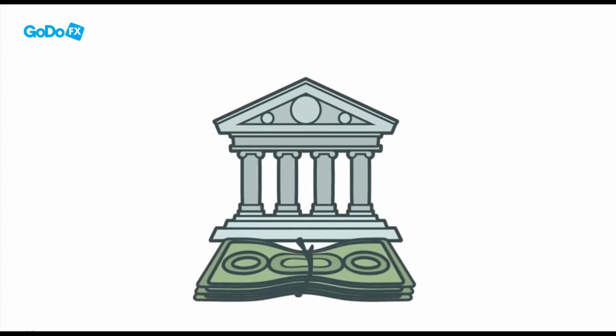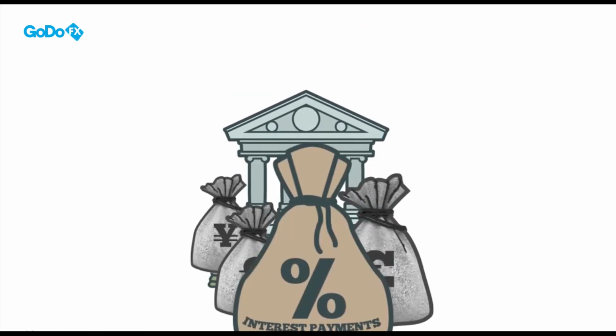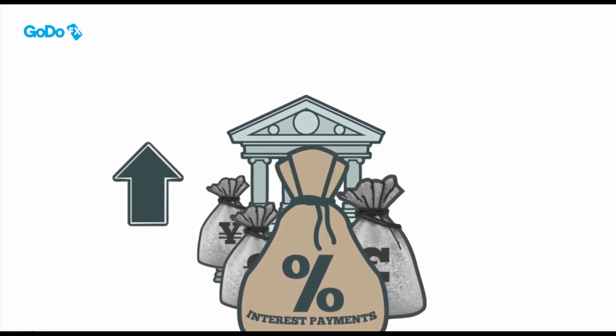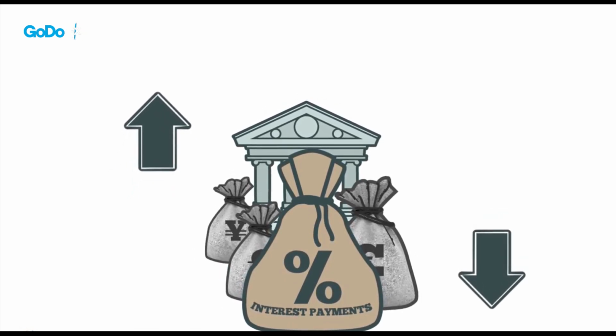To control monetary policy, central banks issue currency and set interest rates on loans and bonds. Central banks raise interest rates to slow growth and avoid inflation. They'll lower rates to spur growth.